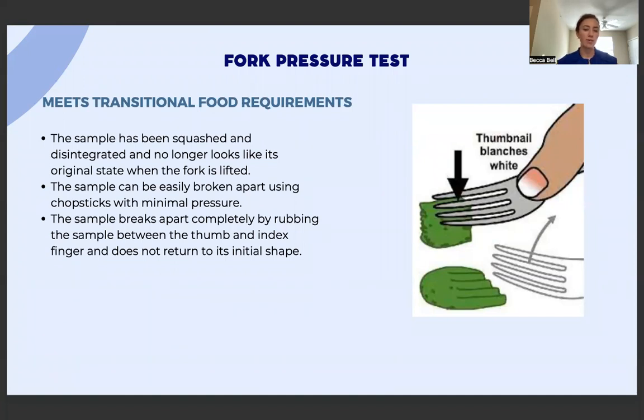And then for people that don't necessarily use forks and might eat their foods with chopsticks or their fingers, we want those chopsticks still to be able to break the food with minimal pressure. And if it's a finger food, you should be able to rub it in between your thumb and index finger, and the food should not return to its initial shape.